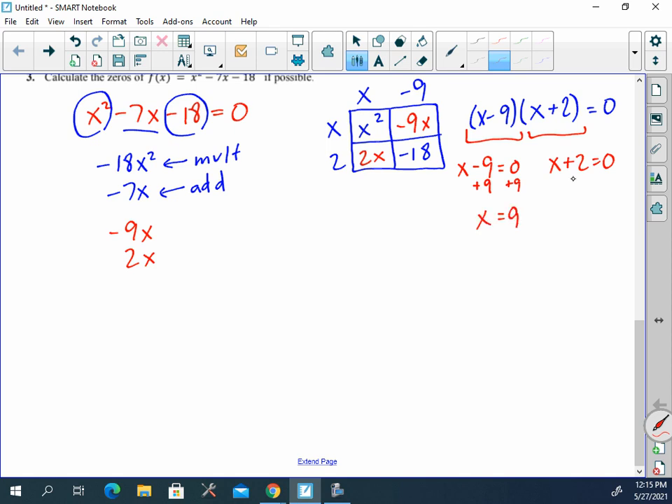And then this one, the only thing we have to do is subtract the 2 or add a negative, that works. Okay, so this is what you should get for answers. If you did the quadratic formula, it should be the same thing. If you didn't get the same answers, you messed up somewhere along the way.